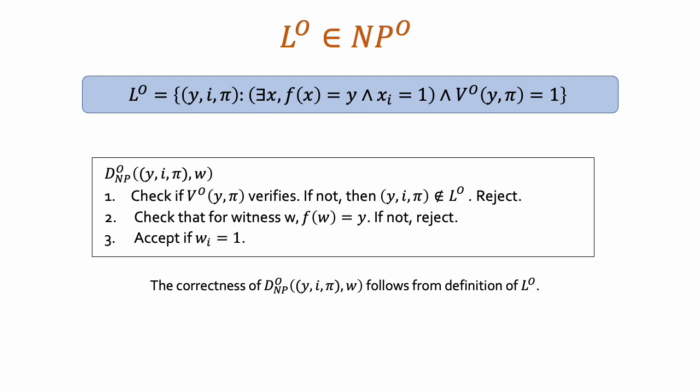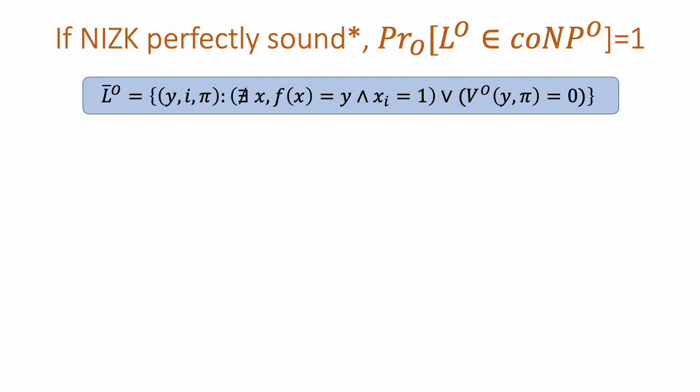Now let's say that y has a pre-image w, and the ith bit of that pre-image is indeed 1. In that case, it must be that the NIZK verification does not go through. Otherwise, by definition, the instance y, i, and pi must have belonged to the language L.